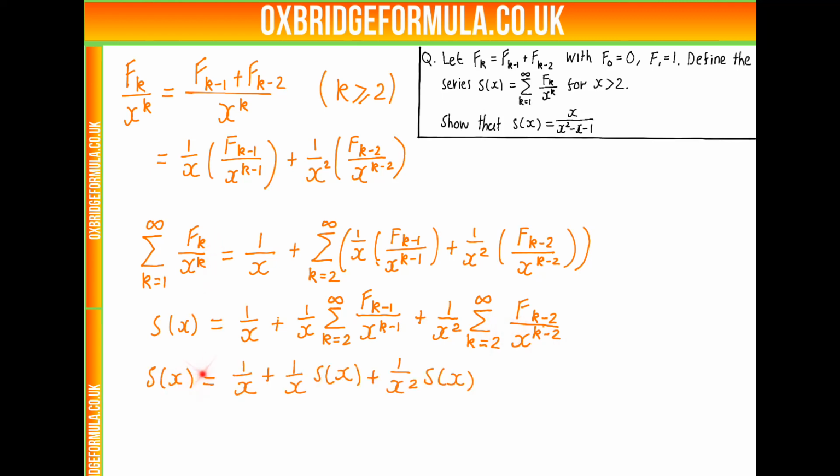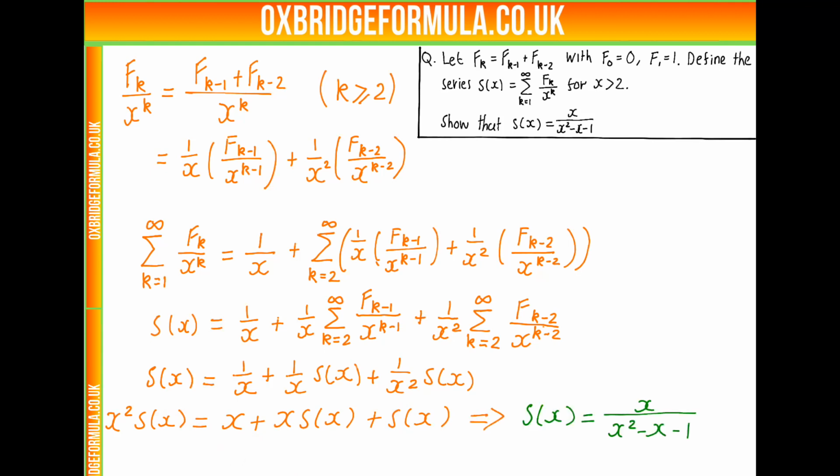So we have S(x) equals 1 over x plus 1 over x S(x) plus 1 over x squared S(x). And now we're essentially at the answer. We can multiply through by x squared to get x squared S(x) equals x plus x S(x) plus S(x). Group the S(x)'s together, and we have S(x) times (x squared minus x minus 1) equals x. Divide through by x squared minus x minus 1, and we have S(x) equals x over x squared minus x minus 1, exactly as required. And so we've shown this and we're done.